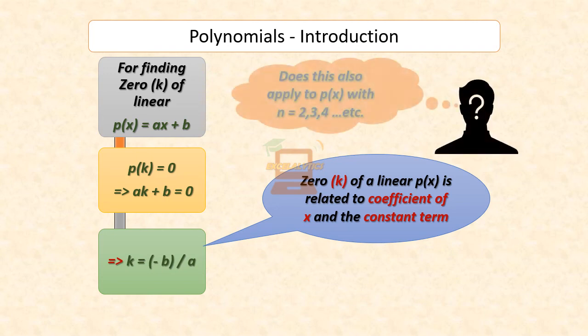Does this also happen in the case of higher degree polynomials? Do the zeros of a quadratic polynomial also have some relation to its coefficients? This chapter will answer such questions. We will also study polynomial algorithmic division.